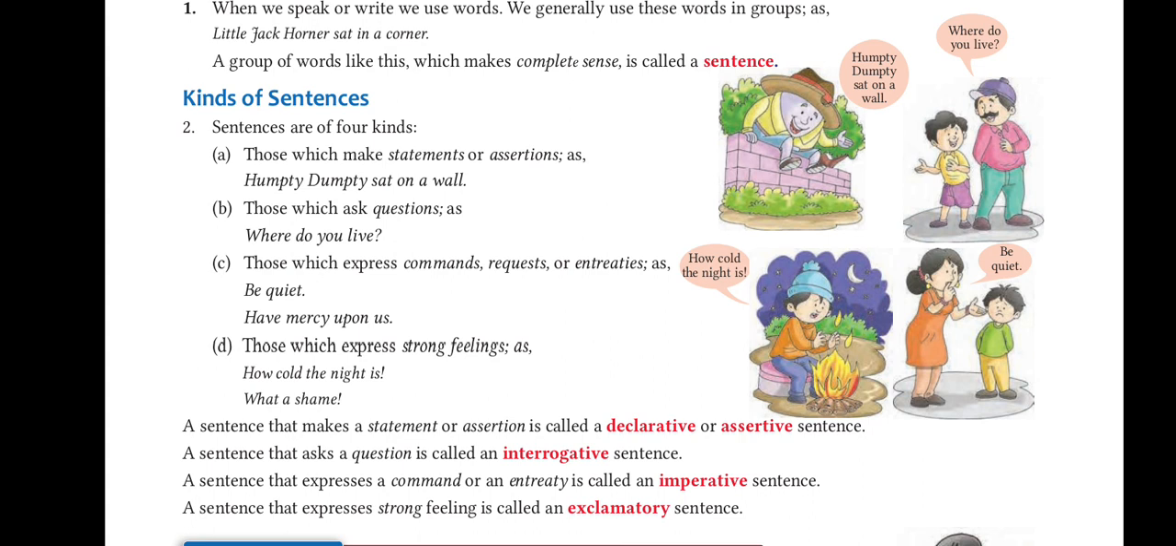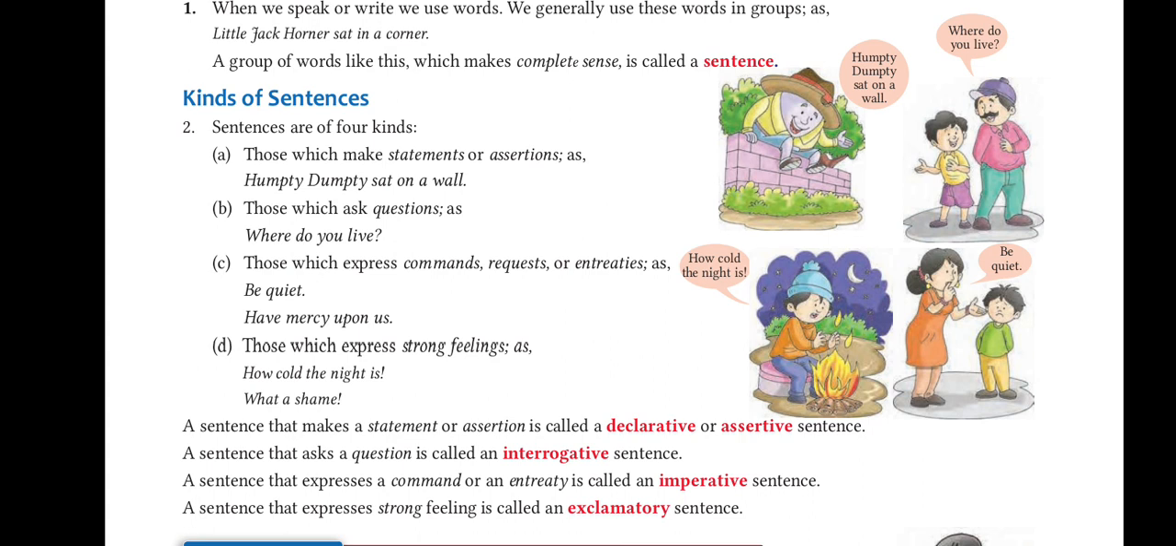Humpty Dumpty sat on a wall. In this cartoon image, you see that this type of sentence is called a declarative or assertive sentence. And where do you live? This is an interrogative sentence. Be quiet is a strong feeling, and this type of sentence is called an exclamatory sentence. How cold the night is is also an exclamatory sentence. So this is sentence and kinds of sentence.